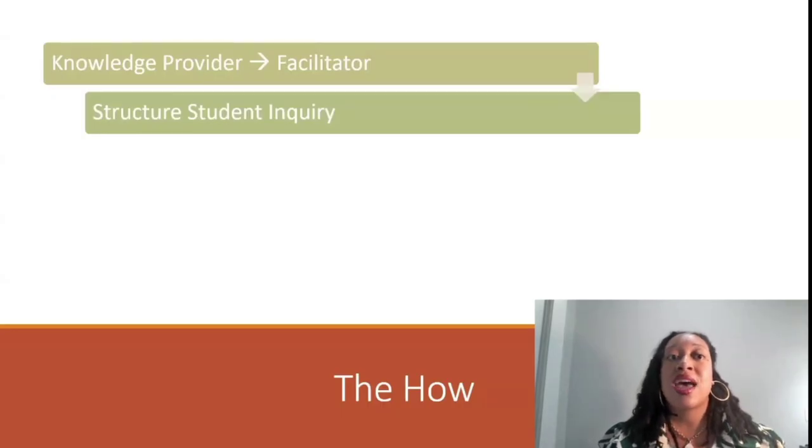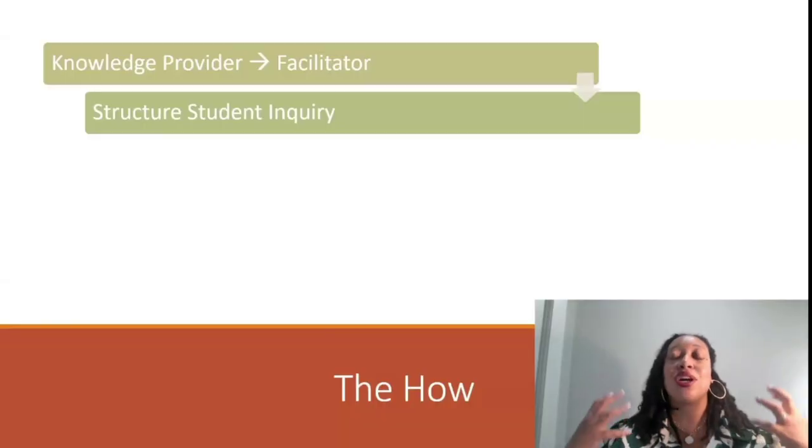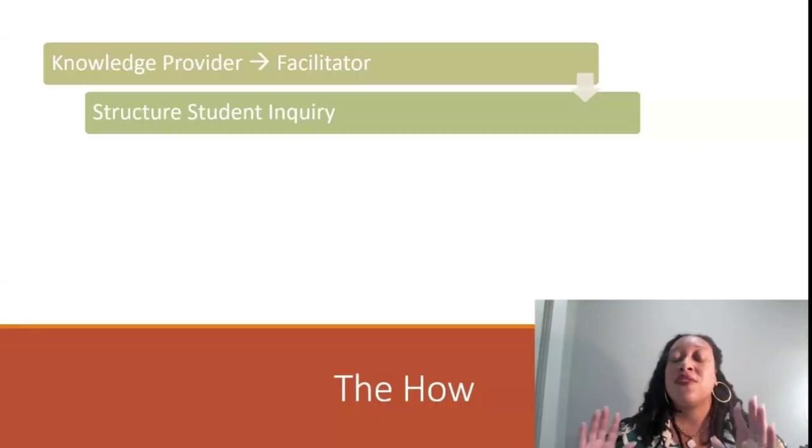So one concept that you have to shift from if you want to do more hands-on learning with your students is you have to be willing to shift from being the knowledge provider, so the holder of all knowledge, to being the facilitator of learning. You have to be willing to almost trade places with your students at different points in your units.